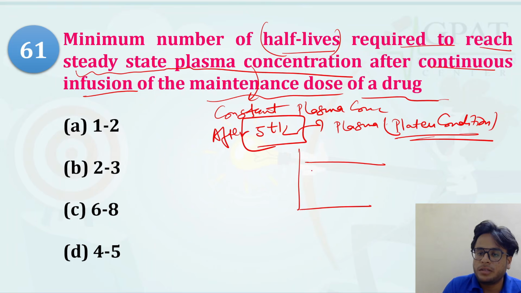So yes, we can say this is the half-life, this is the reaction going on, this is the half-life, and this is another half-life: the first half-life, the second half-life, the third half-life, the fourth half-life, and the fifth half-life.